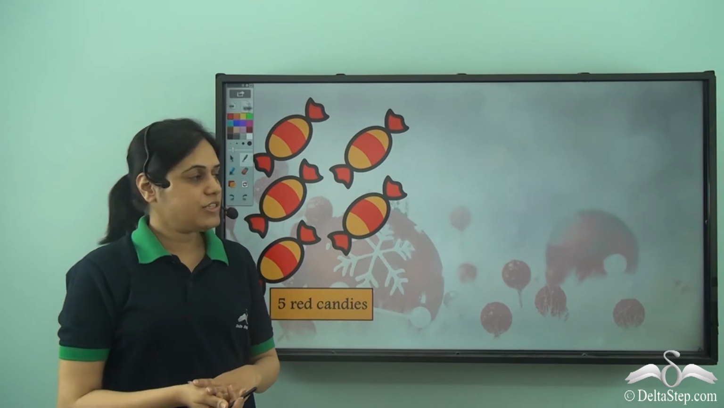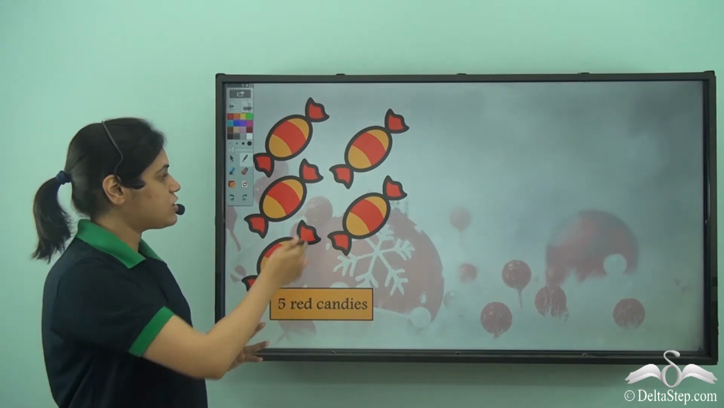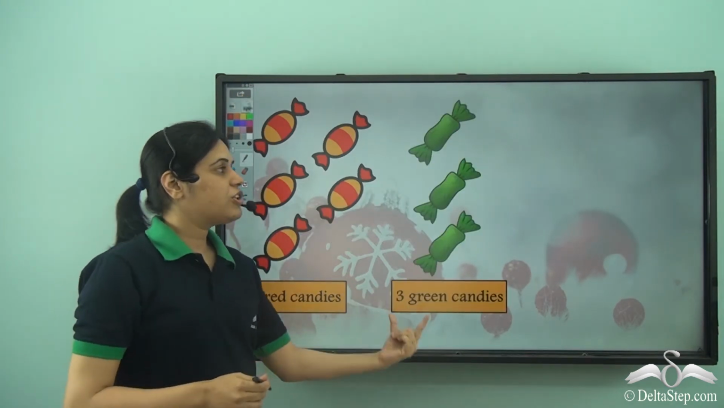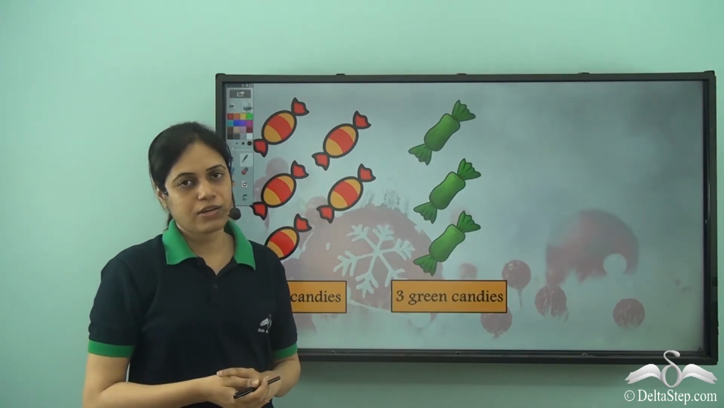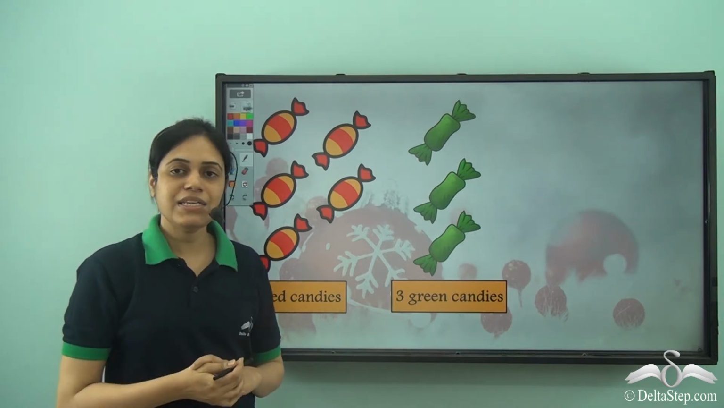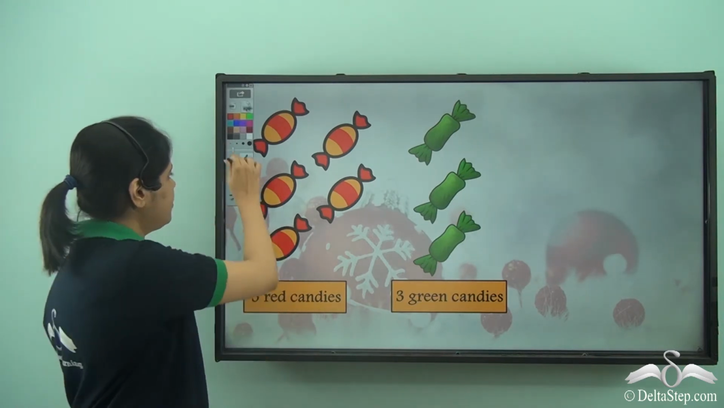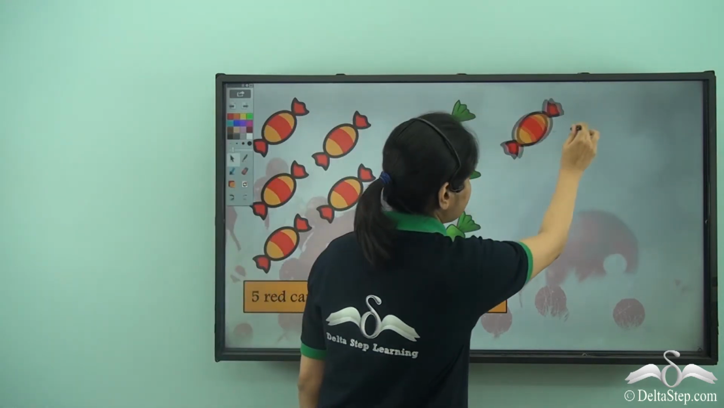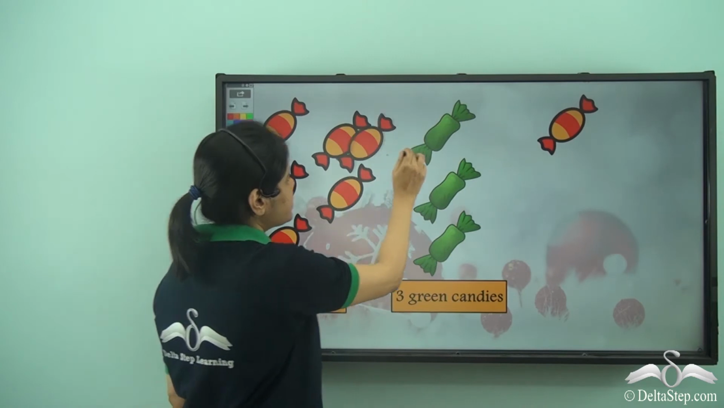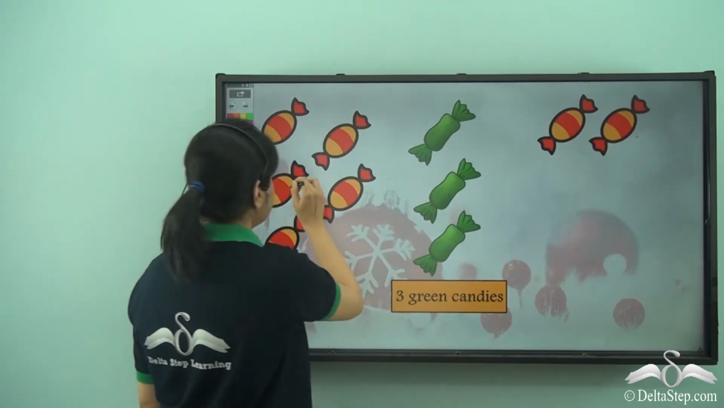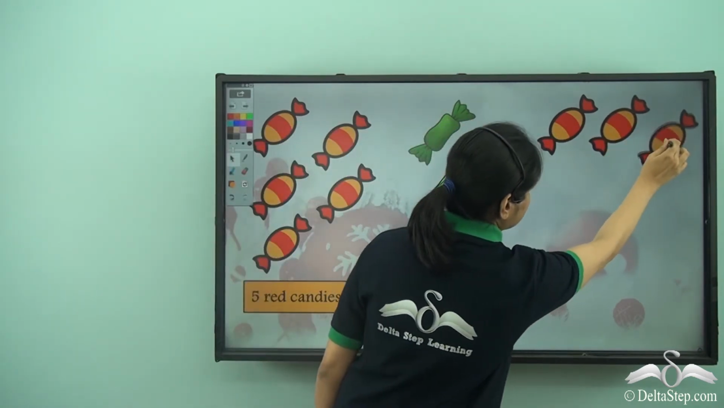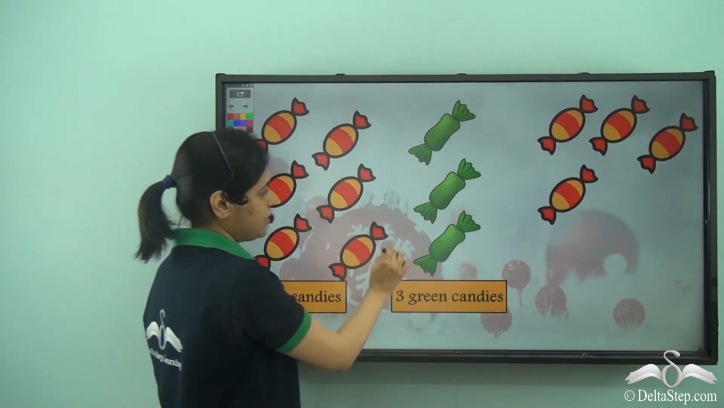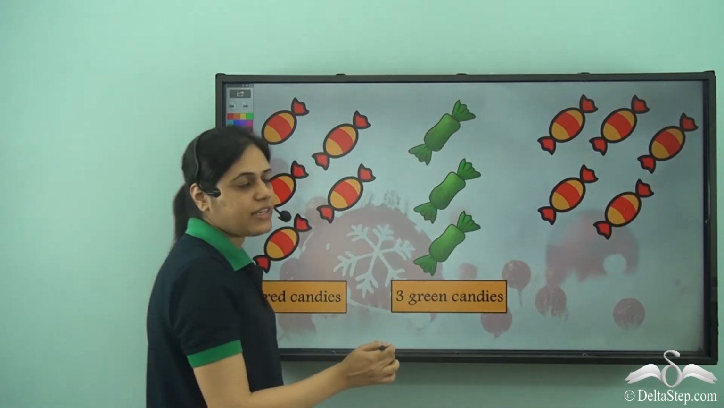Now another friend of the baby duck got 5 red candies and 3 green candies for duck. So how many candies does the duck have in all? Let's see. So let's bring them one by one. 1 red candy, second red candy, third red candy, fourth red candy, and fifth red candy.